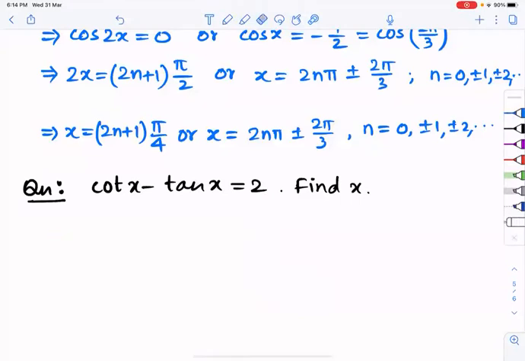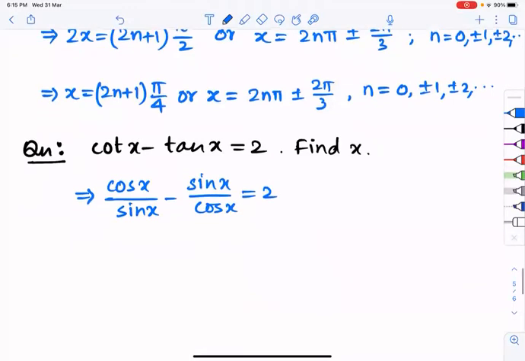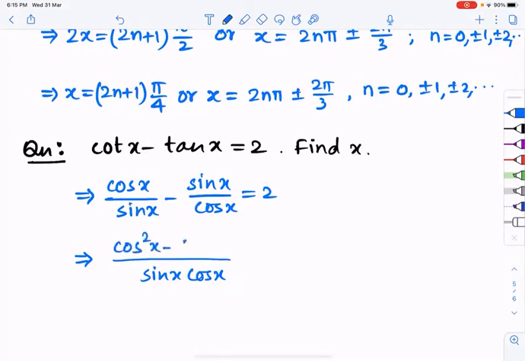This implies cot x is cos x by sin x, minus tan x is sin x by cos x, equal to 2. Okay. This implies, or we can write after taking LCM, LCM is sin x into cos x, and I will get here cos square x minus sin square x equal to 2.